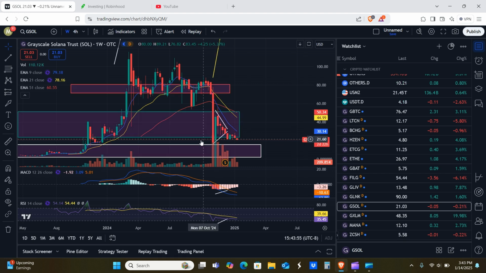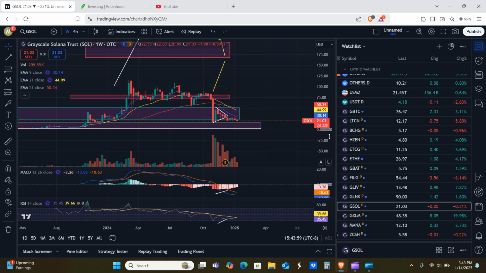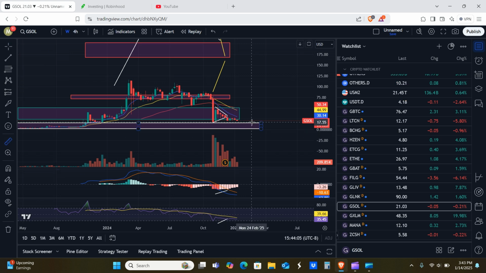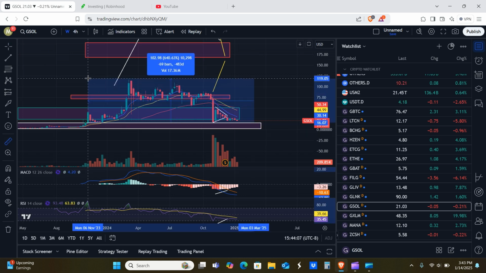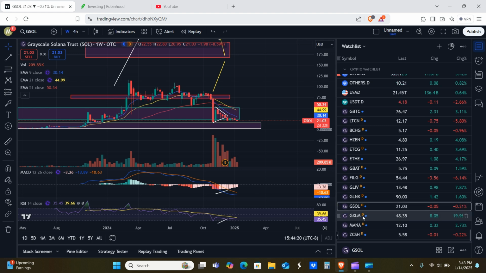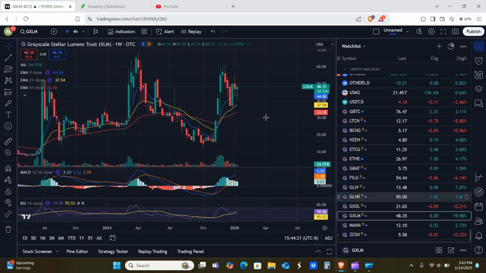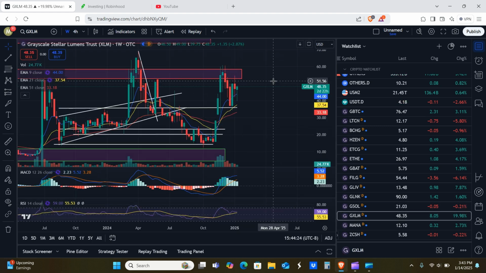All right, GSOL still holding at that 20, so 16 to 24 on this one, with targets anywhere from 80 to 115. It's always possible it could go higher than that. It really depends on just how explosive this all season is going to be. I think it's going to be pretty good, probably better than the last two all seasons we've had, simply because of how bullish the crypto narrative is coming in. So 627% gain here.